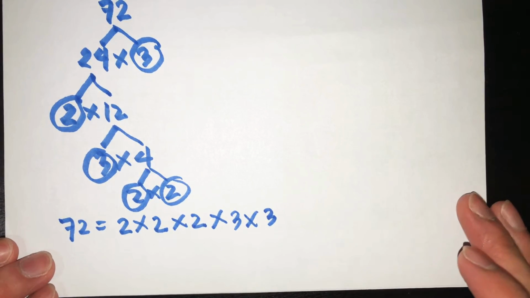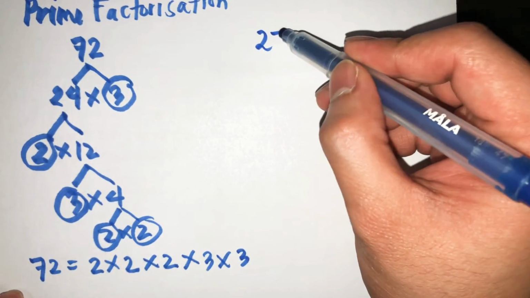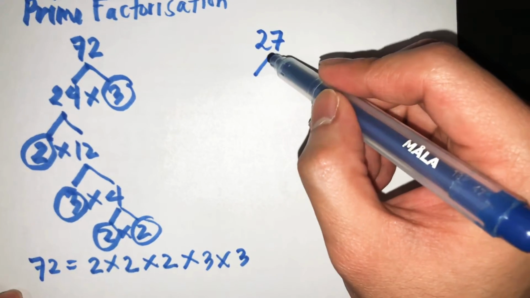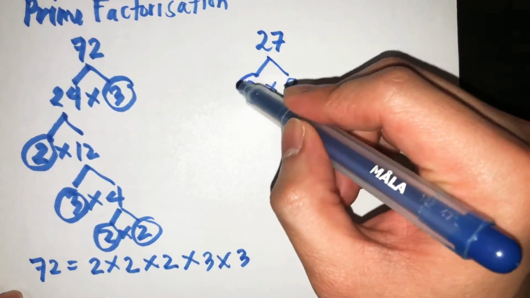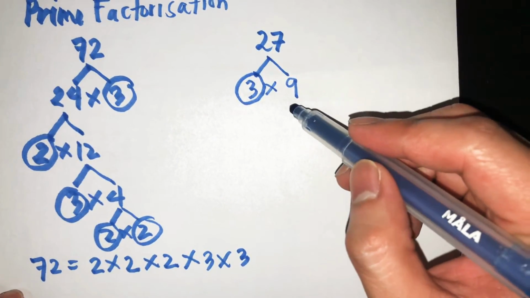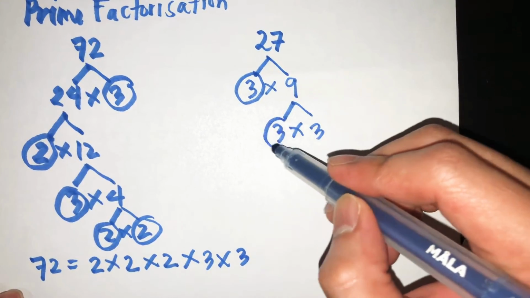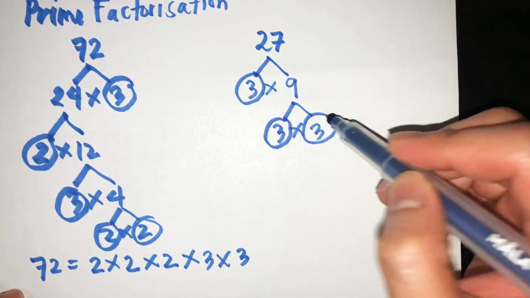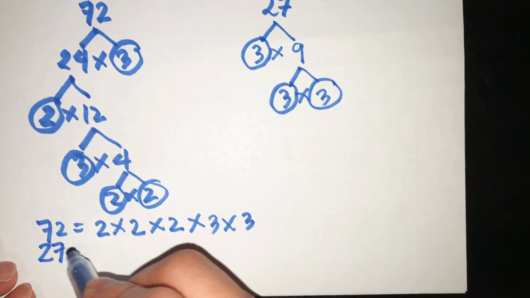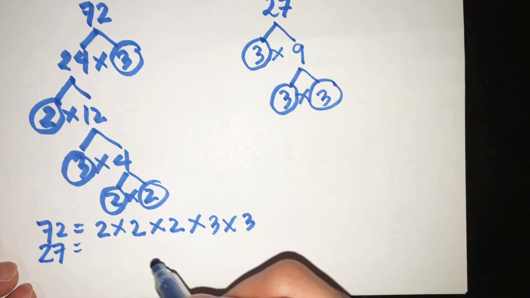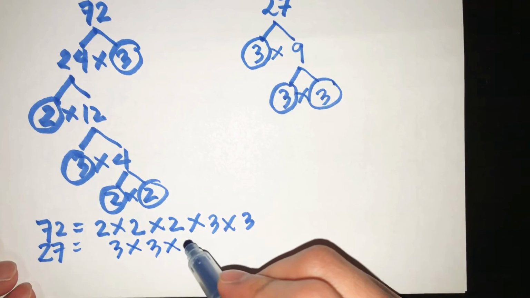Okay? Now, for 27, so we have 3 times 9. Then we have 3 times 3. Okay? So if we write that one, so 27 now is equal to 3 times 3 times 3. Okay?